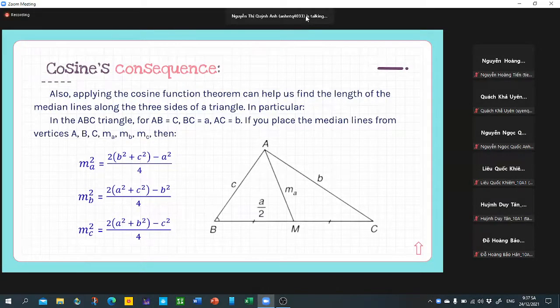ma squared equals 2 times b squared plus c squared minus a squared, divided by 4. mb squared equals 2 times a squared plus c squared subtract b squared, divided by 4. mc squared equals 2 times a squared plus b squared subtract c squared, divided by 4.